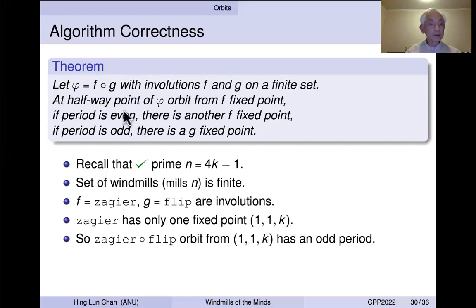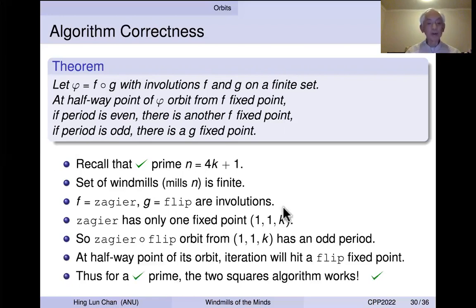And because of that, the period cannot be even. Because if it's even, there must be another Zagier fixed point, but Zagier has only one fixed point. And so the orbit of the composition from this Zagier fixed point must have an odd period. And because it has an odd period, at the halfway point of this orbit, the iteration must hit a fixed point. And the fixed point will give us the 2 squares, expressing the tick prime n as a sum of 2 squares. Thus, for a tick prime, the 2 square algorithm actually works.